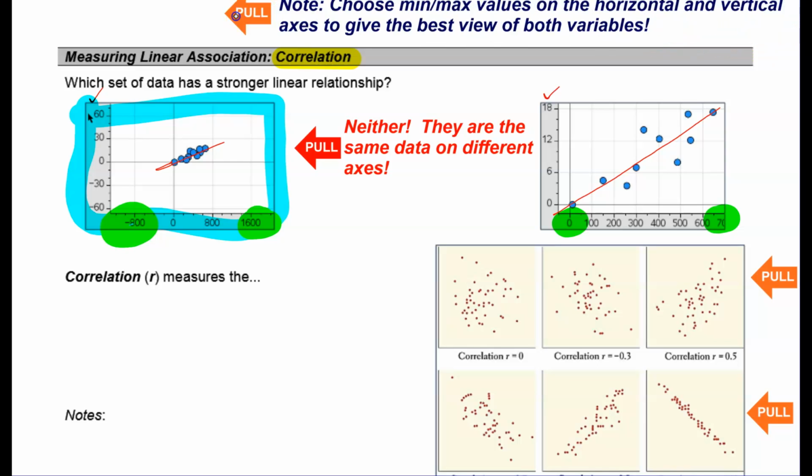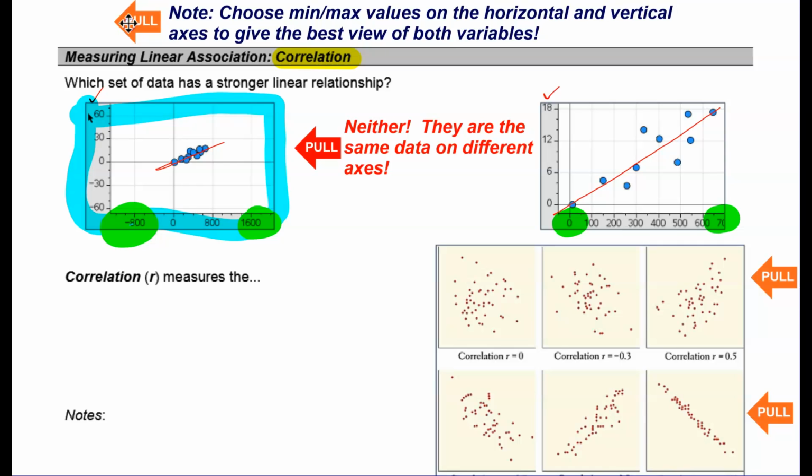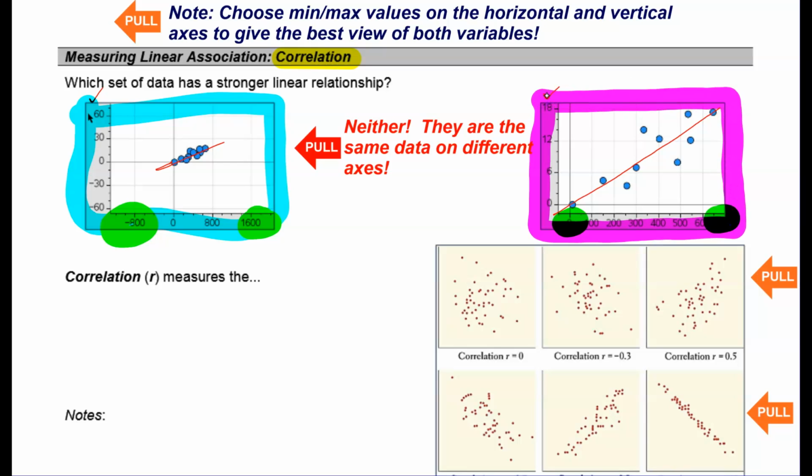So it's really important here. You should choose min and max values both on the horizontal and vertical axis to give you the best view of both variables. So let's make no mistake, this is the better graph, because you fill the available real estate in that graph with the scatter plot. In the one on the left, there's a lot of wasted space. If your graph has a lot of white space like that around it, then it's probably not a real good graph.